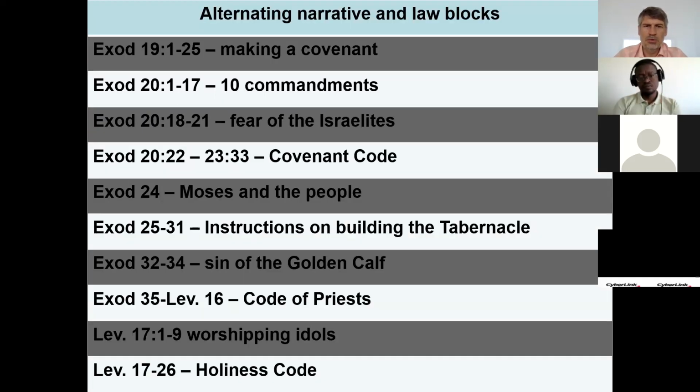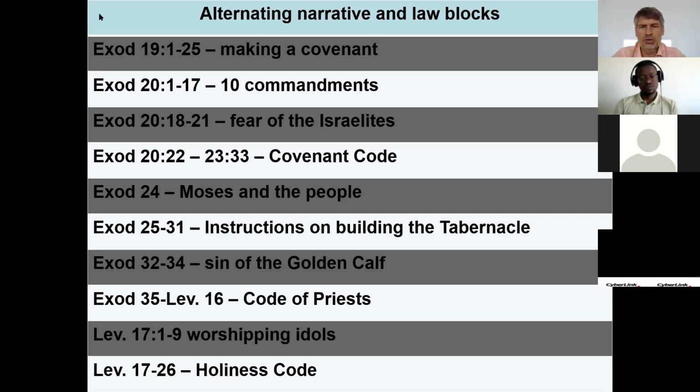So do you remember we spoke about the same or similar structure when we spoke about the Pentateuch in general, and we spoke that there is a change of narrative, poetry, and epilogue. So in the book of Exodus, we can find a very interesting combination of narrative and blocks of legislation. And I would like to add something here.